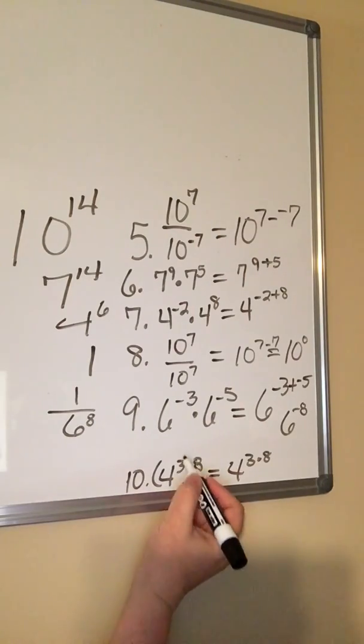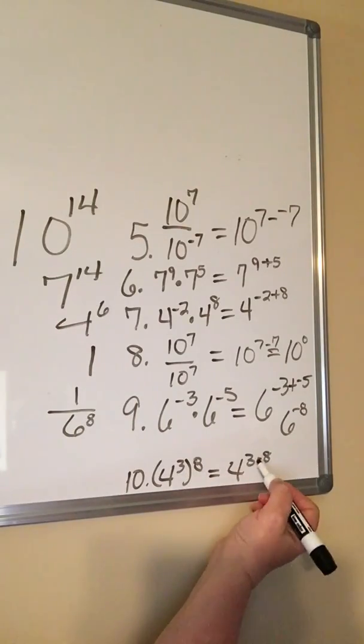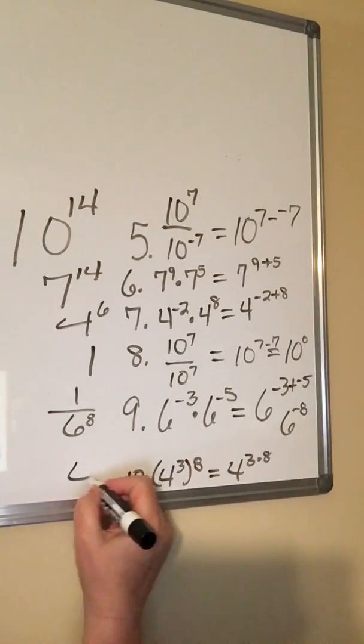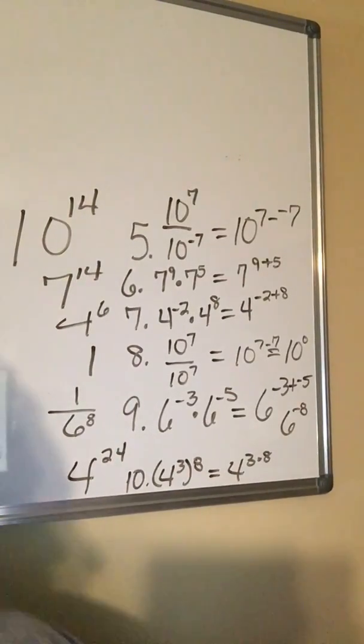And finally, when we have parentheses with numbers on both sides, nothing's in between, we multiply. So we have 4 to the 3 times 8, which is 4 to the 24th. Okay, that's the end of lesson 1.